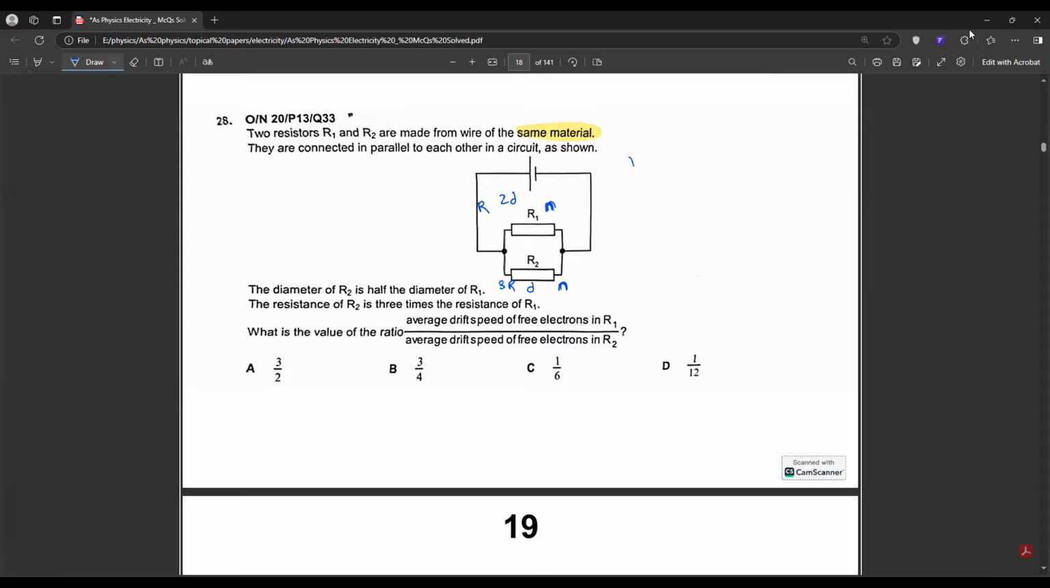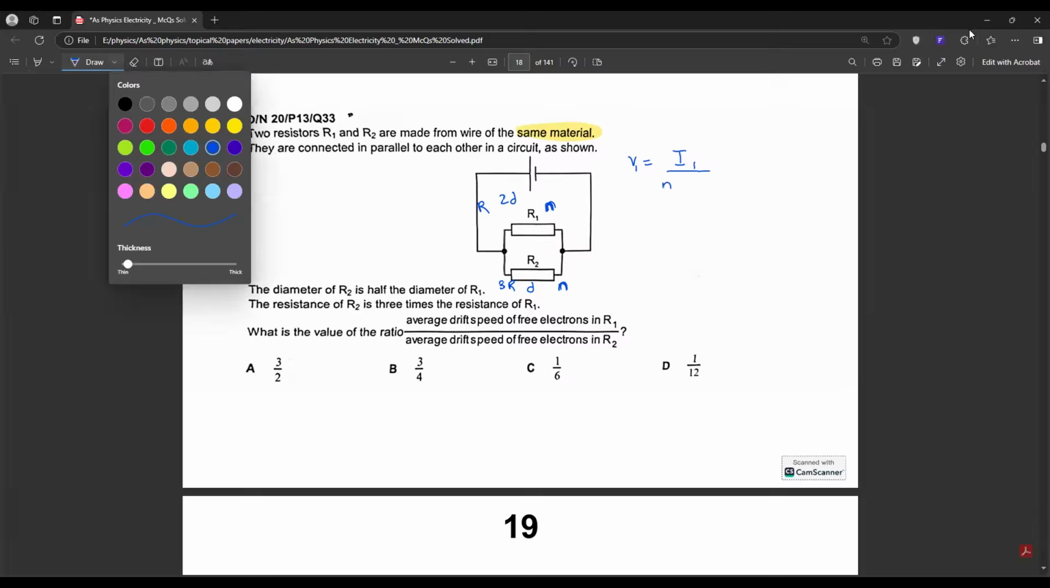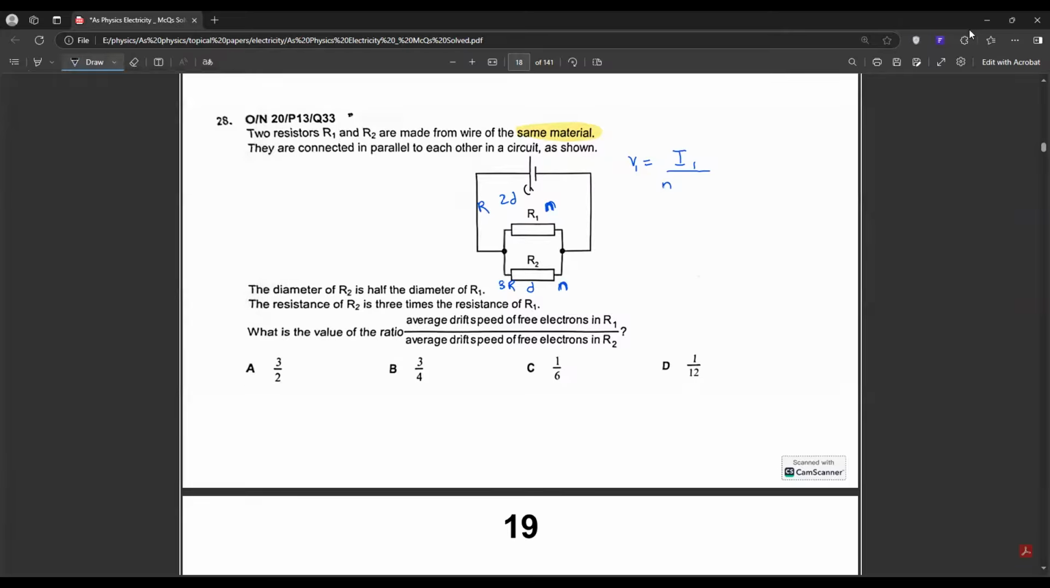Perfect. To calculate the ratio of drift velocity, first of all, let's calculate the drift velocity for resistance 1. The current I1 divided by what? Number of free electrons, n, divided by the area. What will be the area if your diameter is twice? Your area will become 4 times. So 4A into the charge. Perfect. Can you calculate the drift velocity for resistor 2? Yes. Current in resistor 2, I2, divided by n, area and charge.